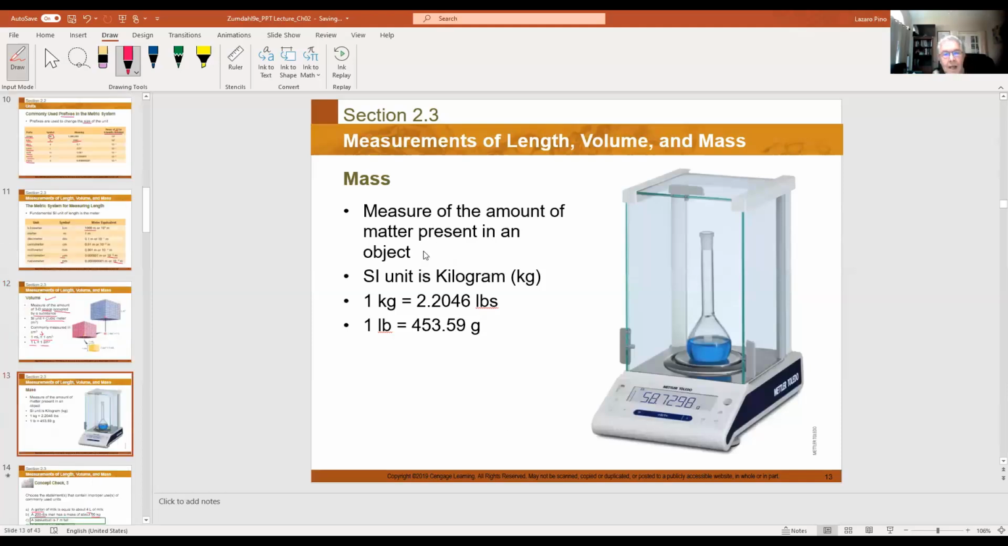For mass, we use the kilogram. This is the way we measure matter. 1 kilogram is equal to 2.2046 pounds. And 1 pound is equal to 453.59 grams.